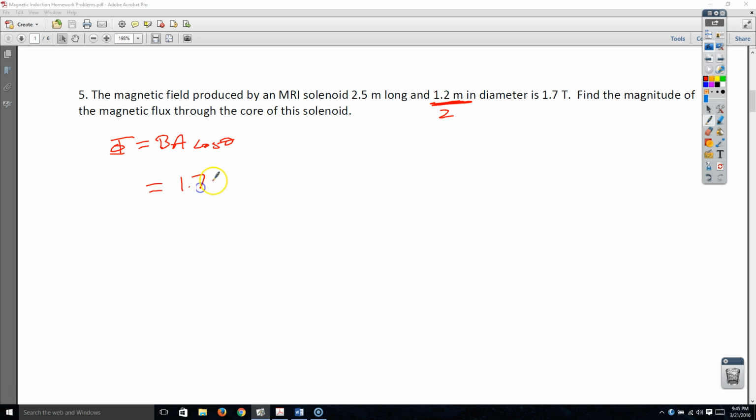Magnetic field strength is 1.7 Tesla. Our area here is going to be pi times the radius squared. So we'll do 1.2 over 2. So that's diameter divided by 2 is radius, and we can square it. And then this is times the cosine of 0 degrees. Since it is the magnitude of the flux through the core of the solenoid, 0 degrees is our angle for BA here, and so when you multiply those through, you should end up with 1.9 Webers. And that one is number 5.